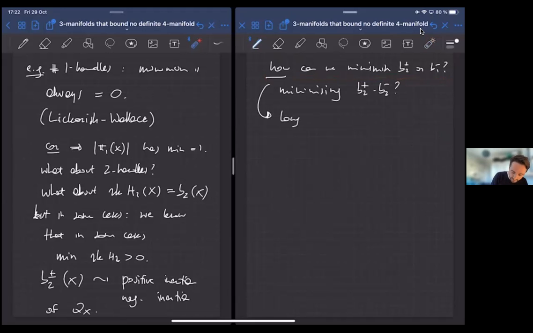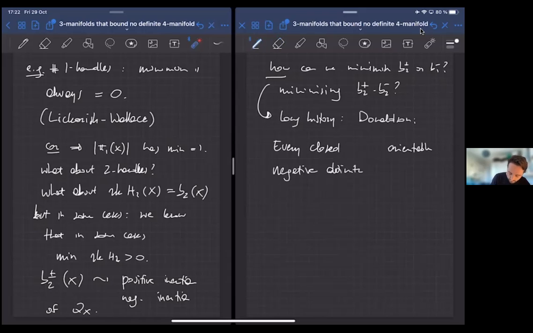This first question has a long history that dates back at the very least to Donaldson, who proved in 1981, perhaps, or 1982, that every closed orientable negative definite 4-manifold has a diagonalizable intersection form.